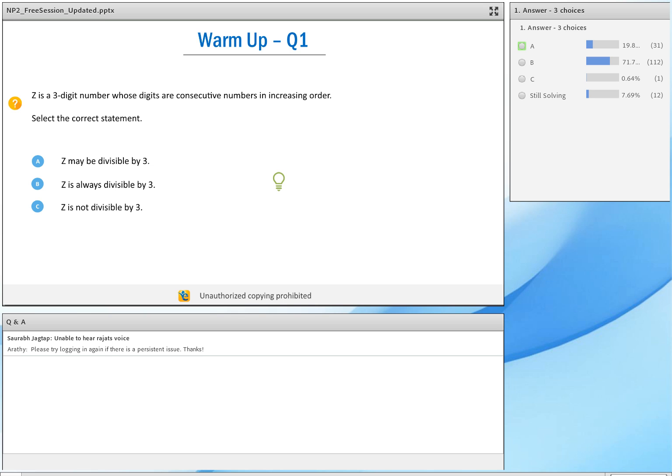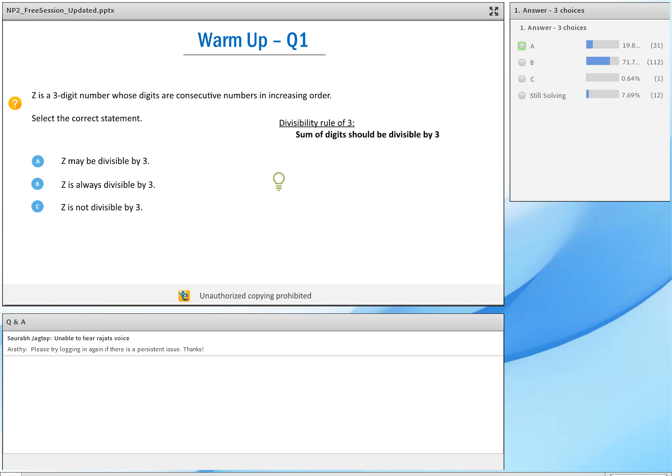And again, you can really see there are only 3 choices here. This is not a GMAT-like question. Again, the goal really is to build skills, not really to have you solve GMAT-like questions. That stage will come in about 15 minutes. So what's given to us? These are 3-digit numbers whose digits are consecutive numbers in increasing order. Select which of these statements apply.